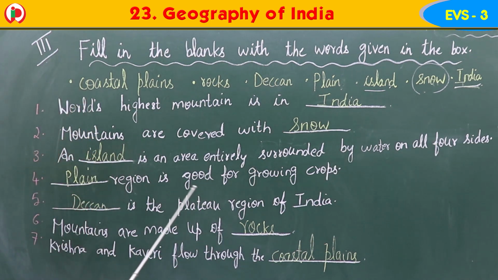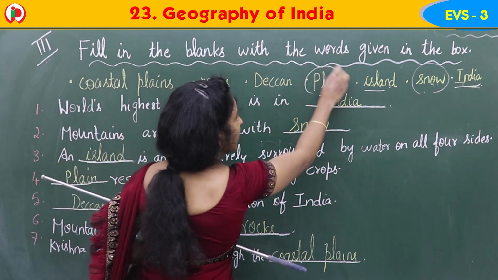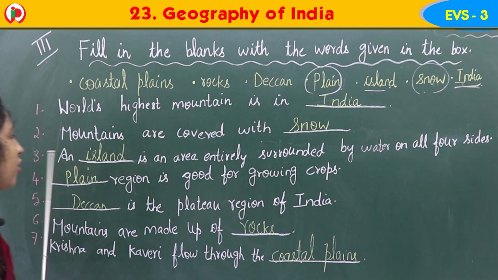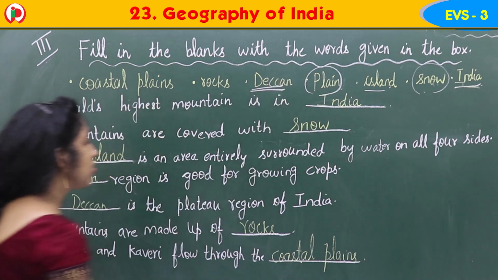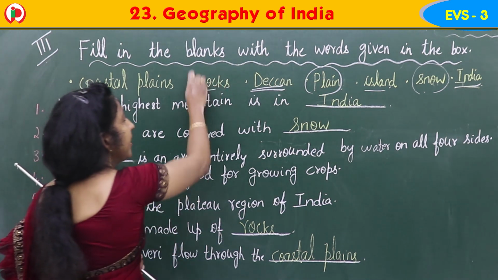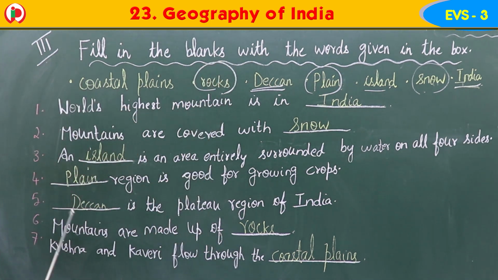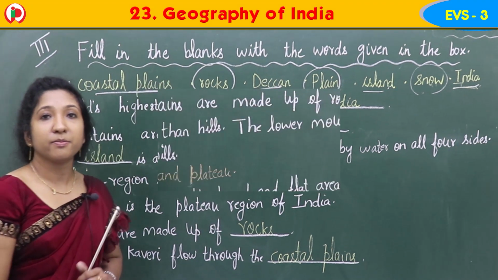Dash region is good for growing crops. Yes, plain region is good for growing crops. Dash is the plateau region of India. Yes, Deccan is the plateau region of India. Sixth, mountains are made up of rocks. Then Krishna and Kaveri flow through the, yes, coastal plains. Yes.